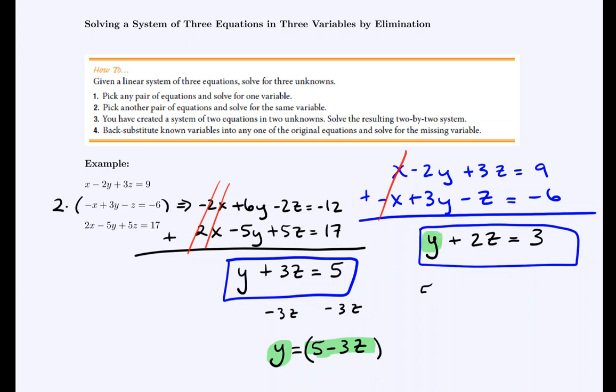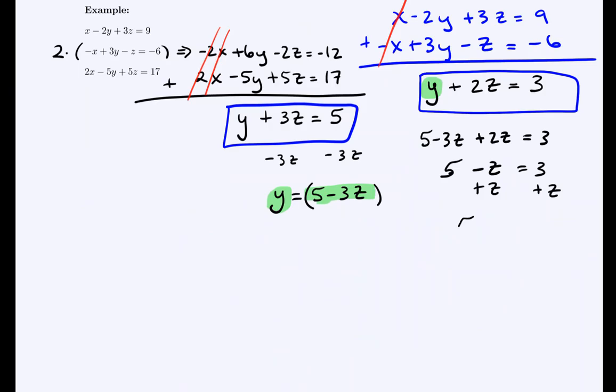So that would give us 5 minus 3z plus 2z, because this took the place here. That is equal to 3. Now negative 3z plus 2z gives us a negative z. 5 minus z equals 3. I'm going to add a z to both sides, and that would give me 5 equals z plus 3. Subtract 3, and we get that z would be equal to 2.